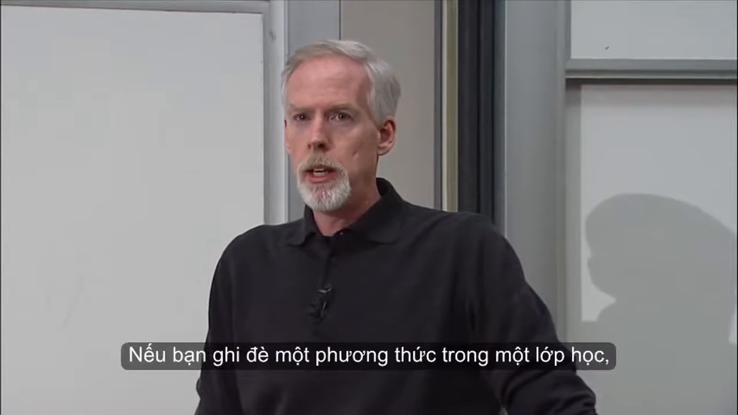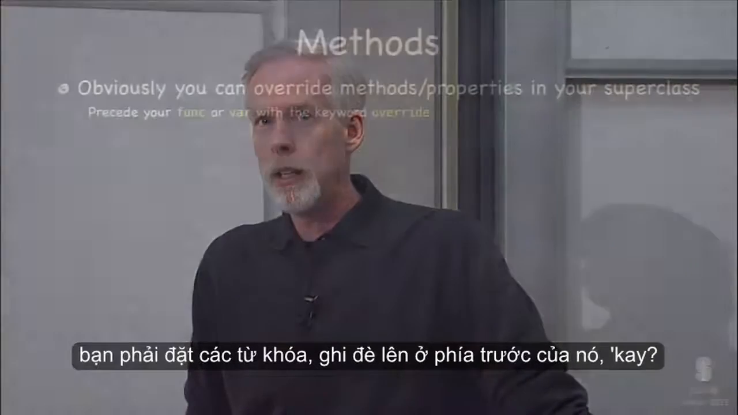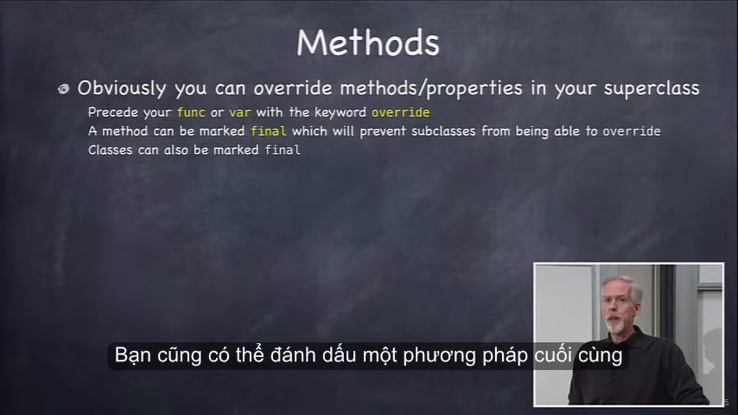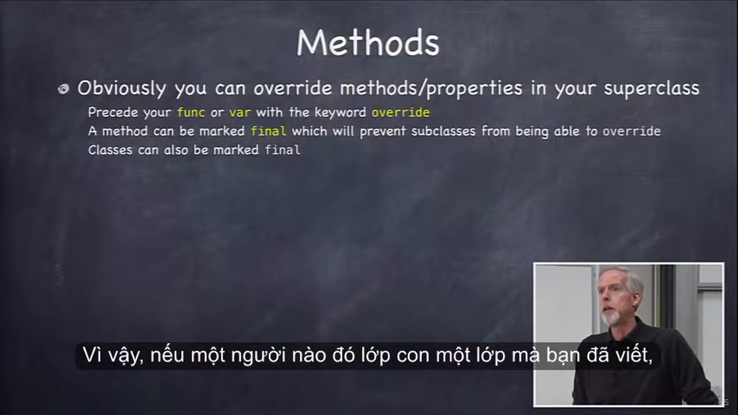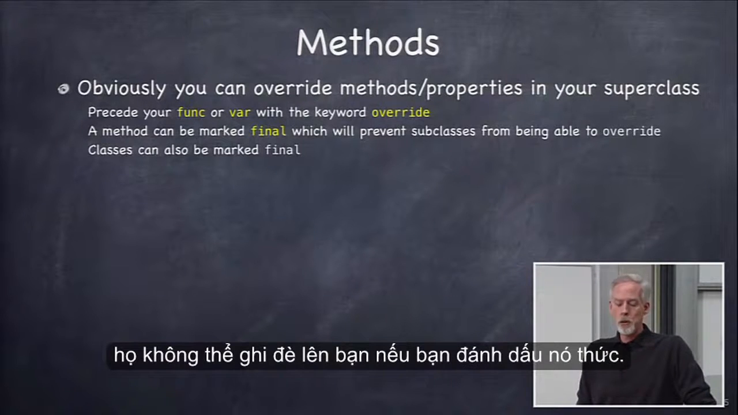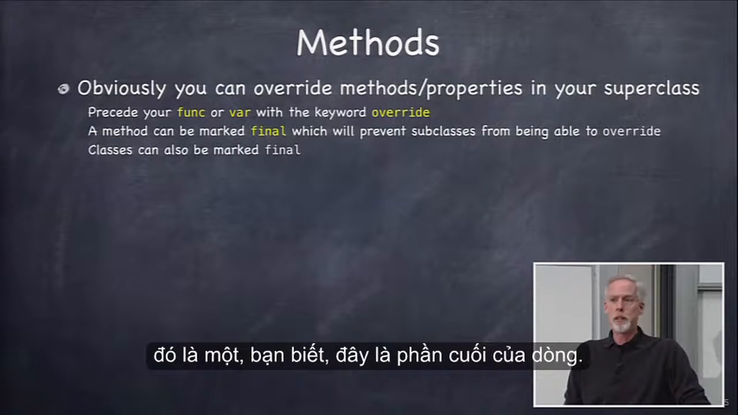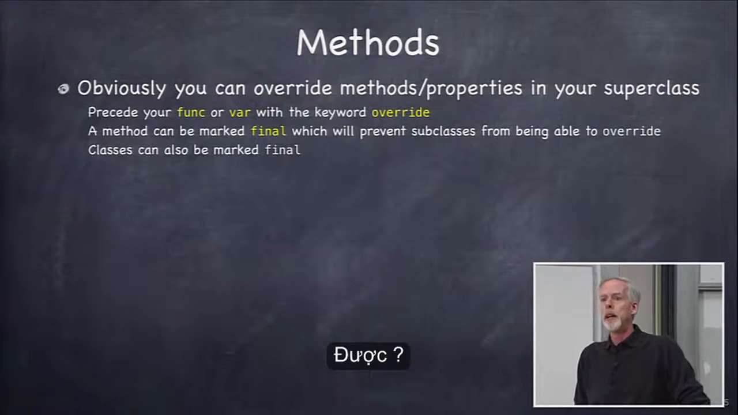Obviously, if you override a method in a class, you have to put the keyword override in front of it, okay? You can also mark a method final. That means no one can override it. So if someone subclasses a class you wrote, they can't override it if you marked it final. You can also mark an entire class final, which means this is the end of the line. You can't do any subclasses of it, basically. Okay?